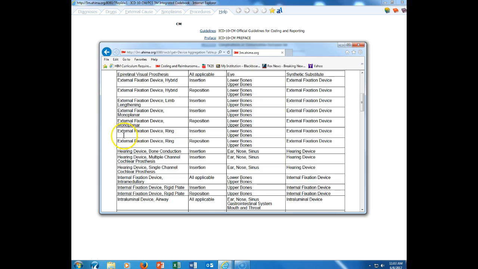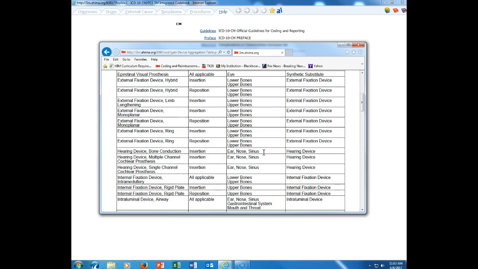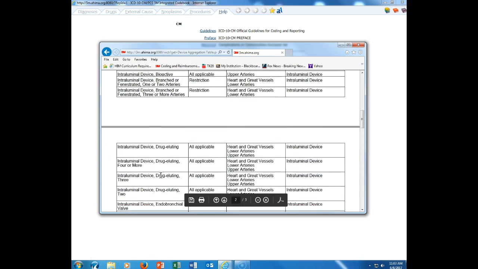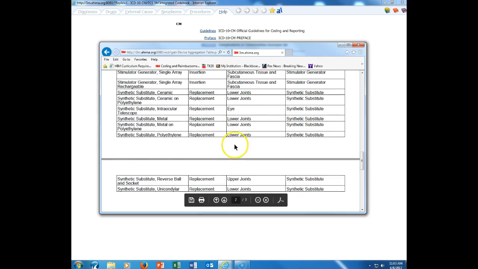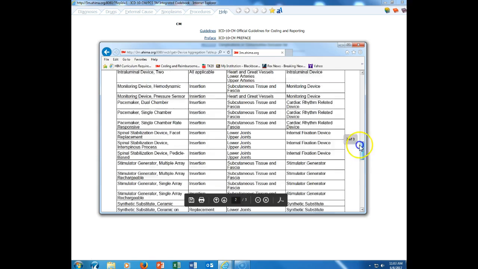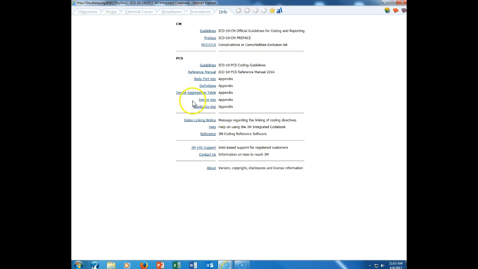So if we have a hearing device, bone conduction, the root operation is going to be insertion. The particular system is going to be ears, nose, and sinuses, and then the device is a hearing device. Here's cochlear implants. This is a great table, and again, it just does not hurt to print it out and have it handy so that you can review it.